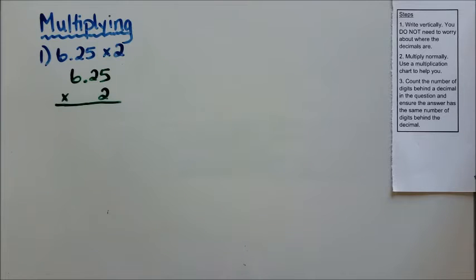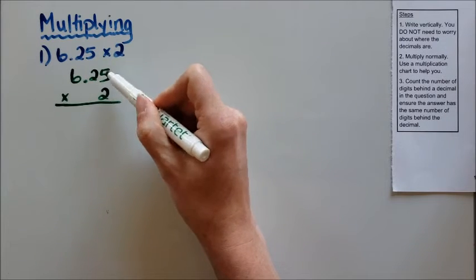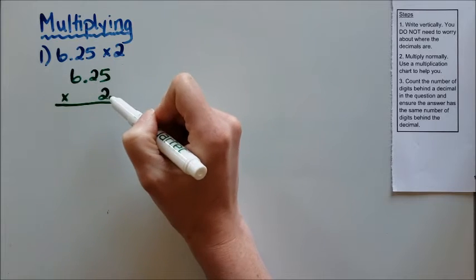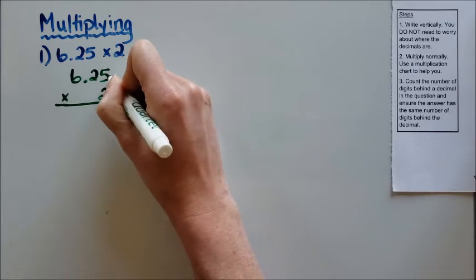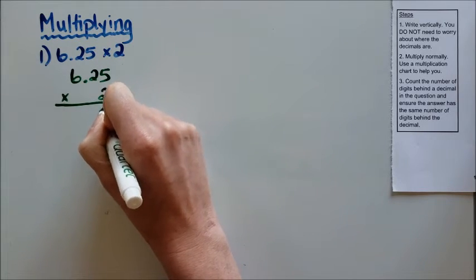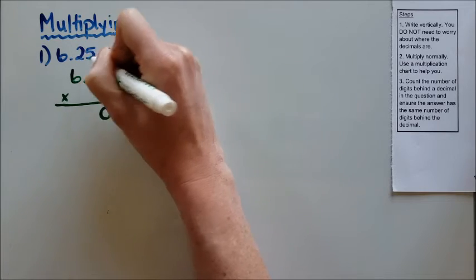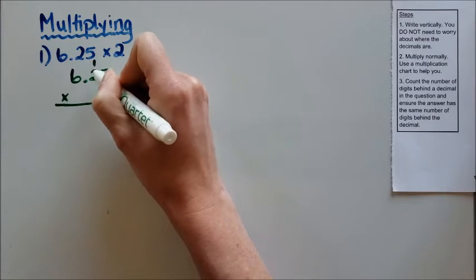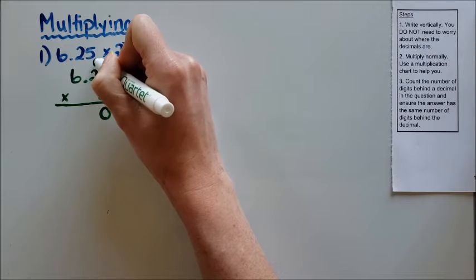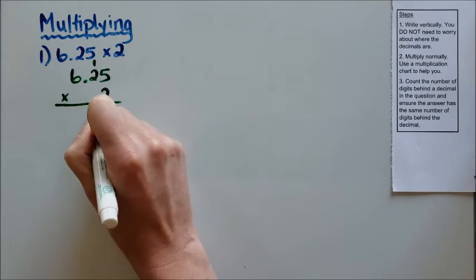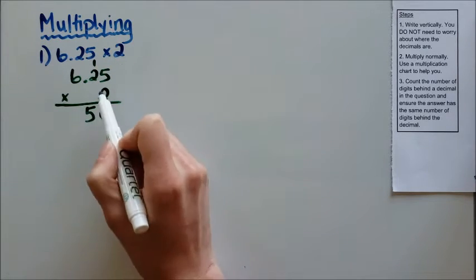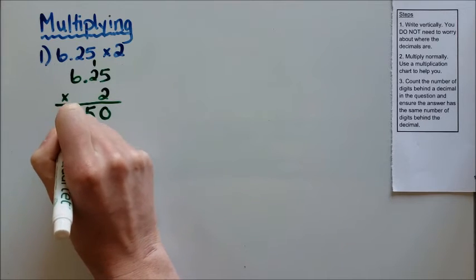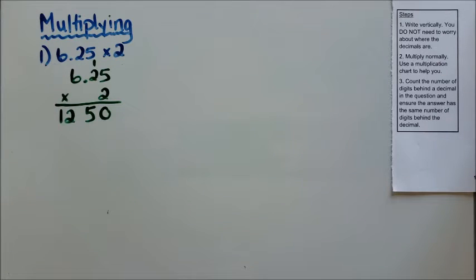Now, in order to do my multiplication, I'm going to multiply each number in the top by my number in the bottom. So 2 times 5 is 10. We write the 0 down and we're going to carry that 1. 2 times 2 is 4, and then we're going to add this 1 to get 5. And then 2 times 6 is 12. So I've done all my multiplication.